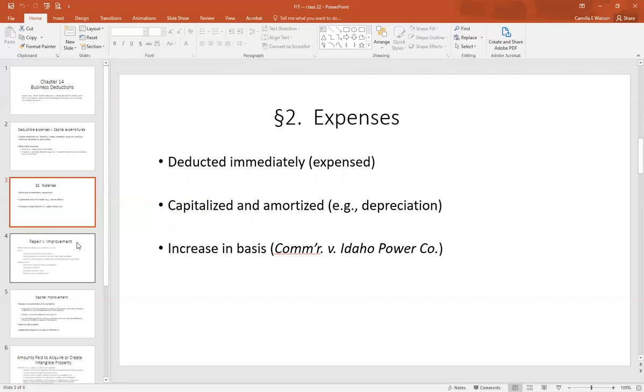Welch versus Helvering tackles the issue of what ordinary and necessary means. The Supreme Court says that necessary means appropriate and helpful. Another way to look at it is that the expense is profit-seeking in nature rather than personal in nature. The court struggles a bit more with the meaning of the term ordinary. It states that this is a variable affected by time and place and circumstance.